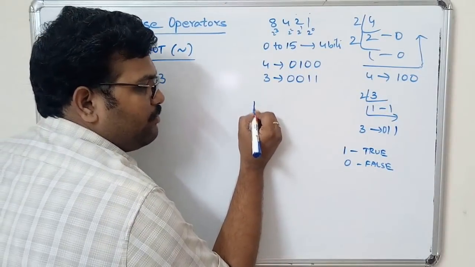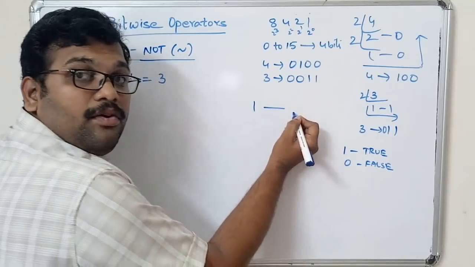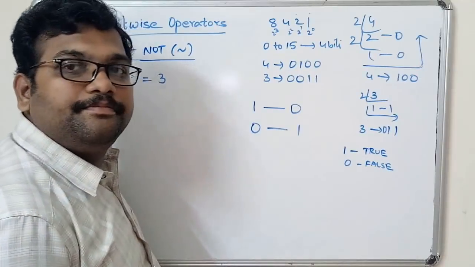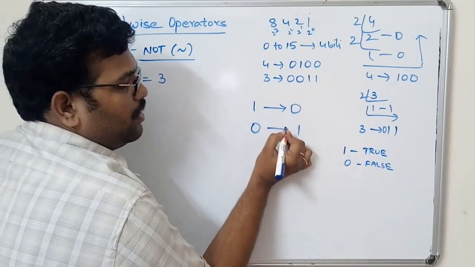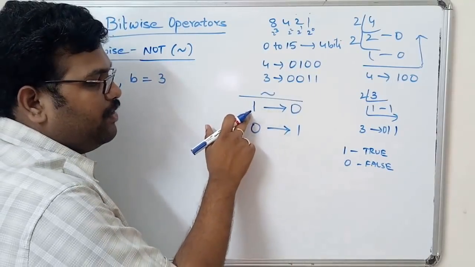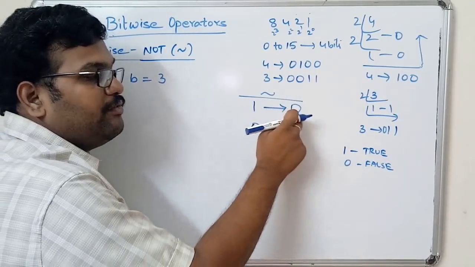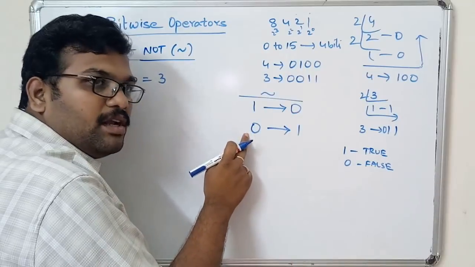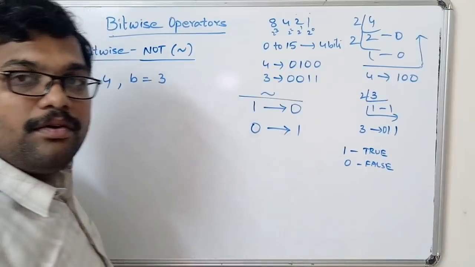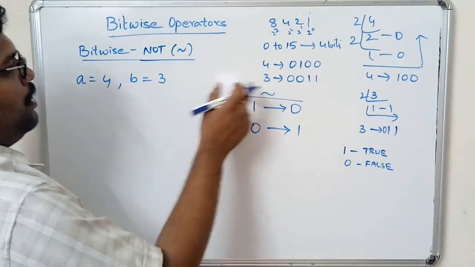If it is having 1, complement is 0. If it is having 0, the resultant will be 1. For the not operator, if the value is true, the resultant will be false. If the value is false, the resultant will be true. So that is the rule for this not operator. Let us have a look.